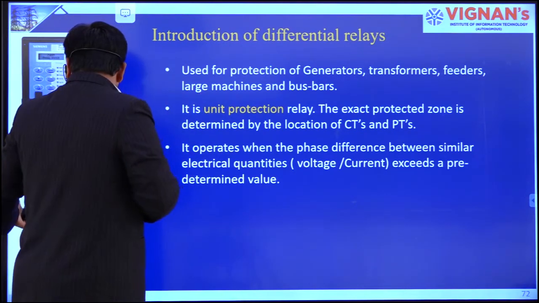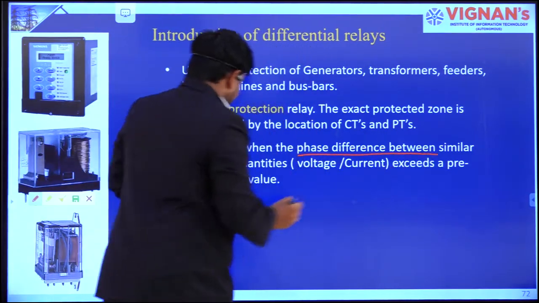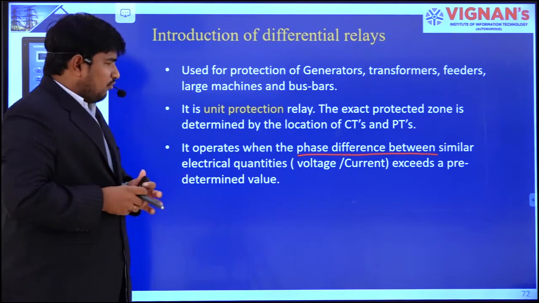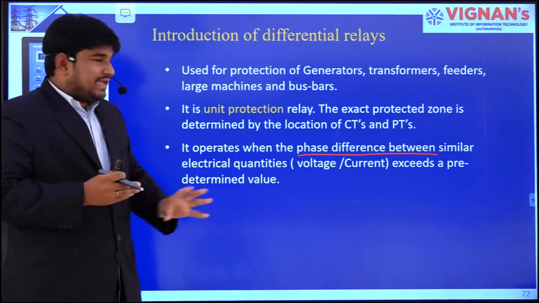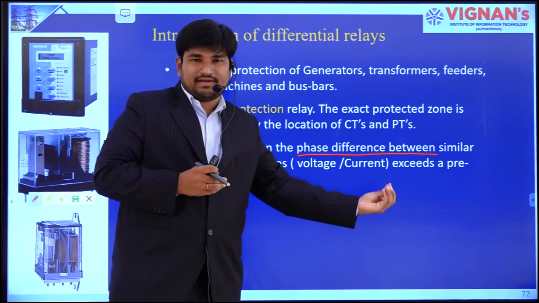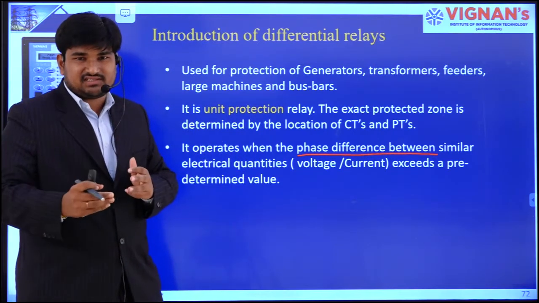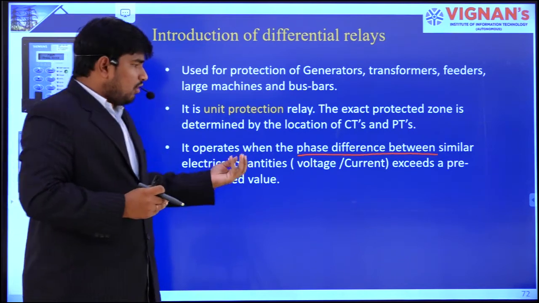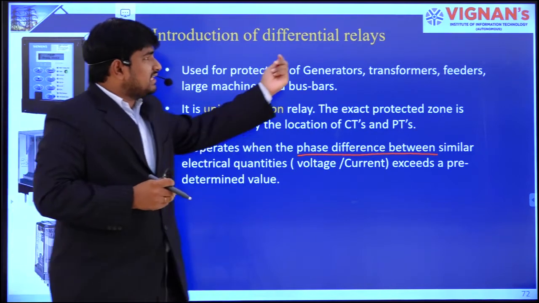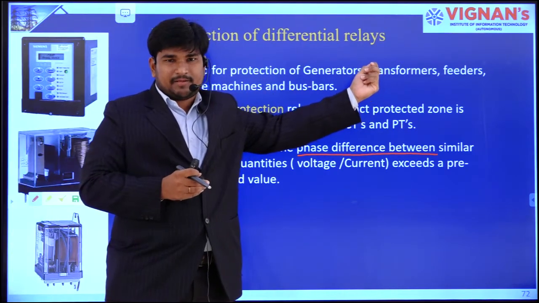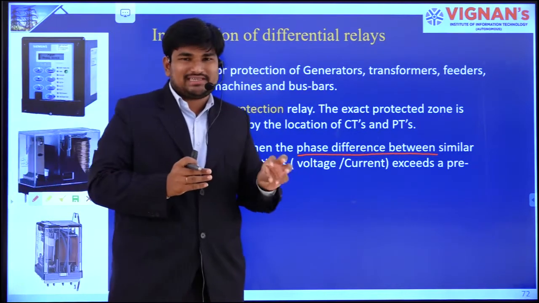It operates when there is a difference between similar electrical quantities, whatever they may be, voltage or current. So it should have a difference between the quantities, whether it is a magnitude difference or a phase difference, that does not matter. At the end, we need to have some difference between two quantities. Then only the differential relay will act. The name indicates that: differential. It will differentiate two signals.